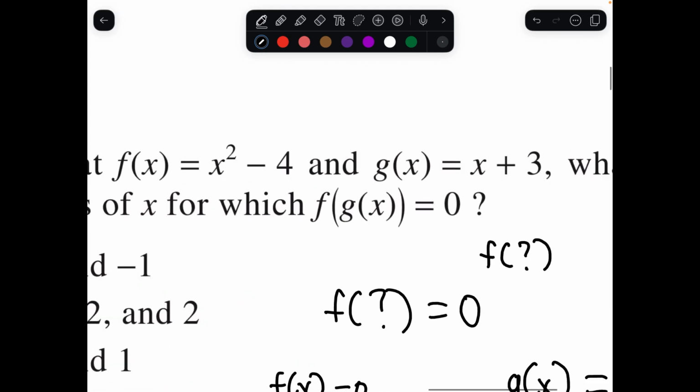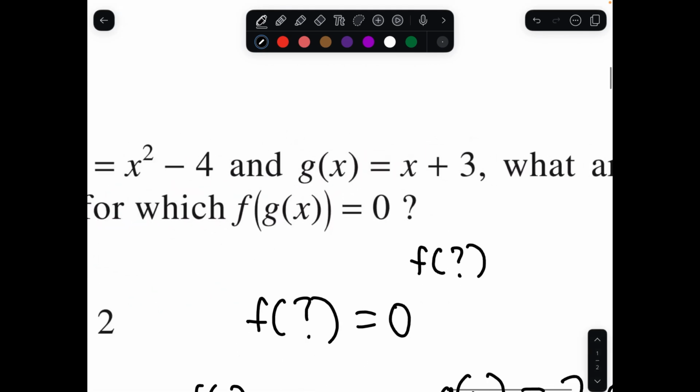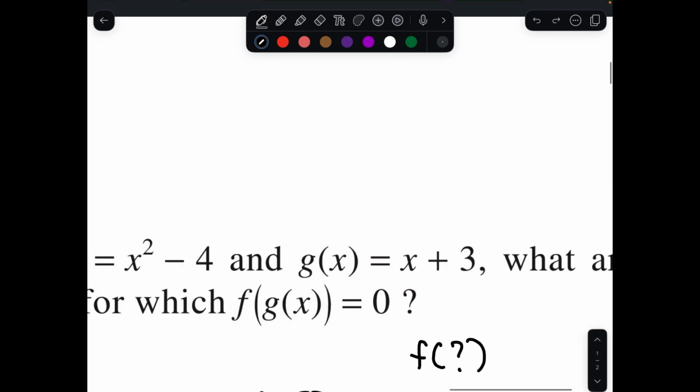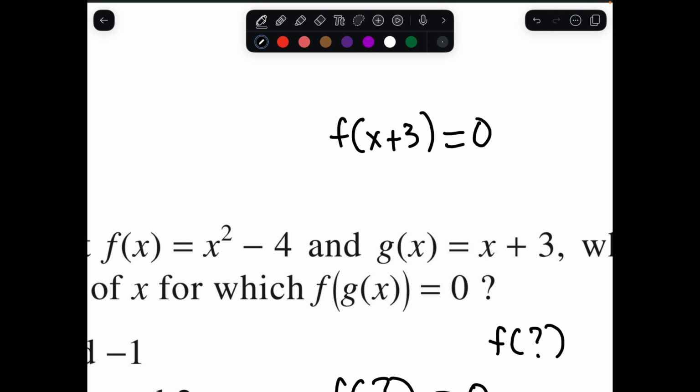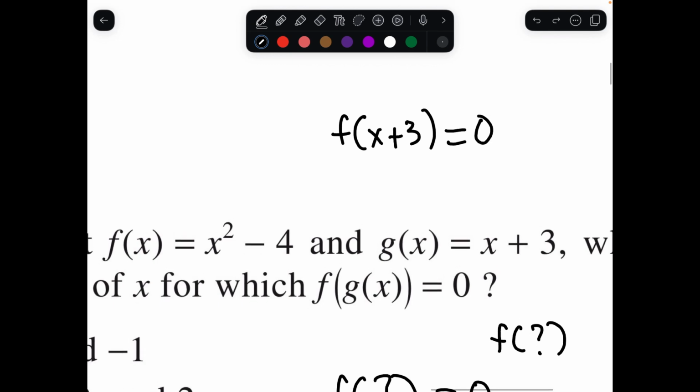Another way to do this problem would be just to replace g of x here with x plus 3, right? Which would result in f of x plus 3. And now what you could do is take x plus 3 and just treat it like a number. Like if this was f of 5, right? You plug it in here. You would just do the same thing with x plus 3. You would just plug it in for wherever you see x in f of x. And then you could solve it like that too.